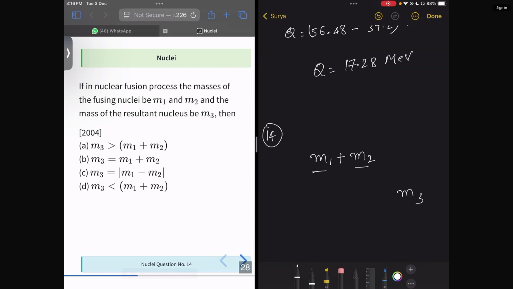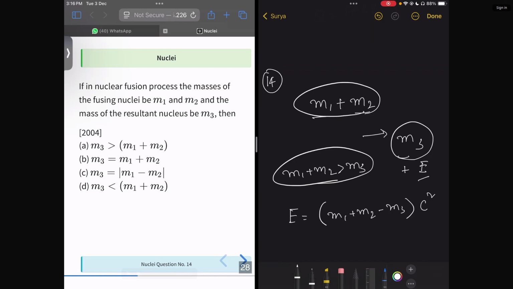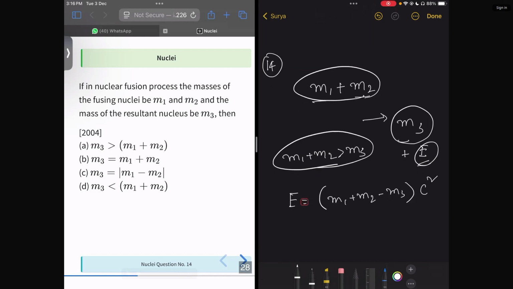M1 and M2 bombard and fusion will happen. There will be formation of M3, and there will be a release of energy E, right? That E is the extra mass. That extra mass went. So definitely M1 plus M2 is greater than M3, because some energy will go out in the form of this energy. So that energy is nothing but M1 plus M2 minus M3, the mass difference, into C square. So option D is the right answer.